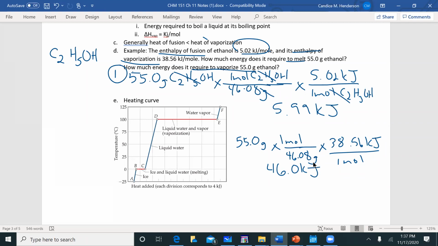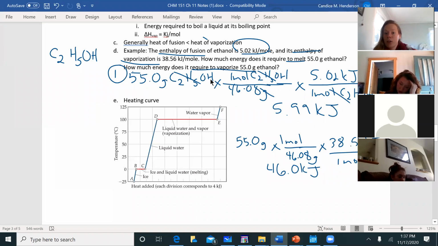Where is that 38.56 coming from? It is coming from within the problem itself. So it says the enthalpy of fusion is 5.02 and the enthalpy of vaporization is 38.56 kilojoules per mole. So again, that information would have to be given to you.